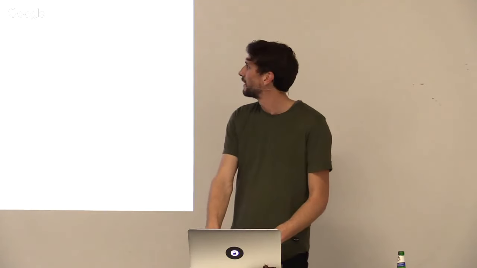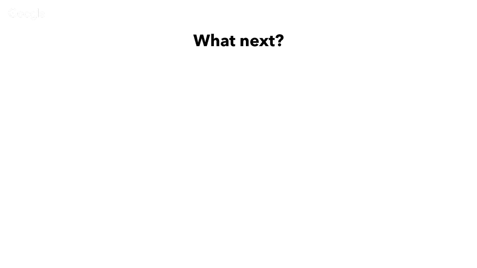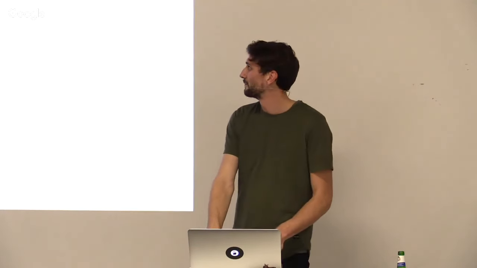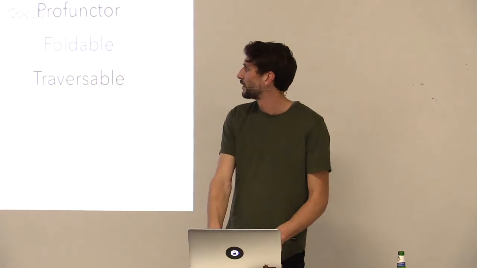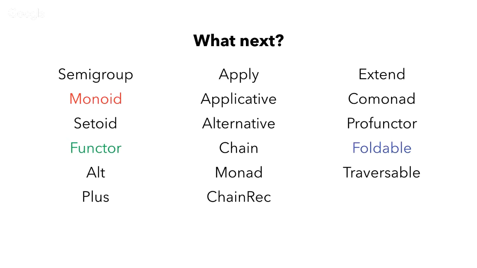So where to from here? I think we should be learning these concepts, and there's a lot of them. Patterns in the functional realm. We talked about monoids, we talked about functors, and we talked about foldables, but these are all other things that you can go explore.